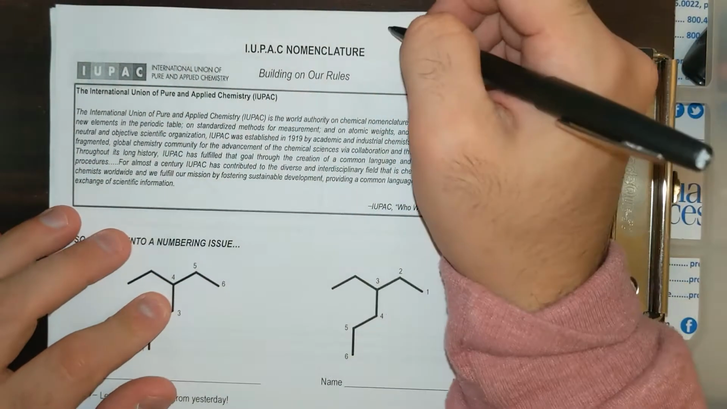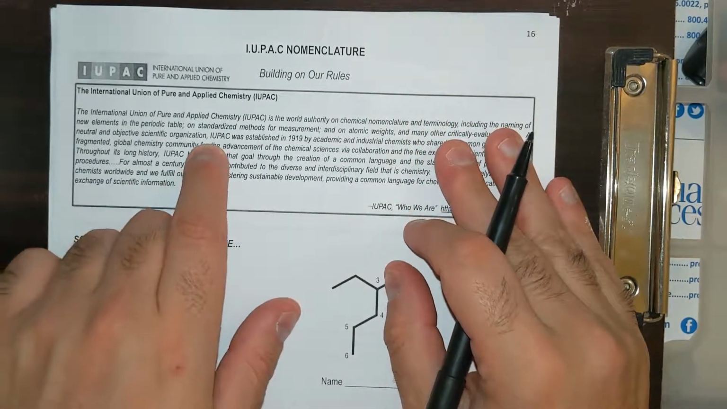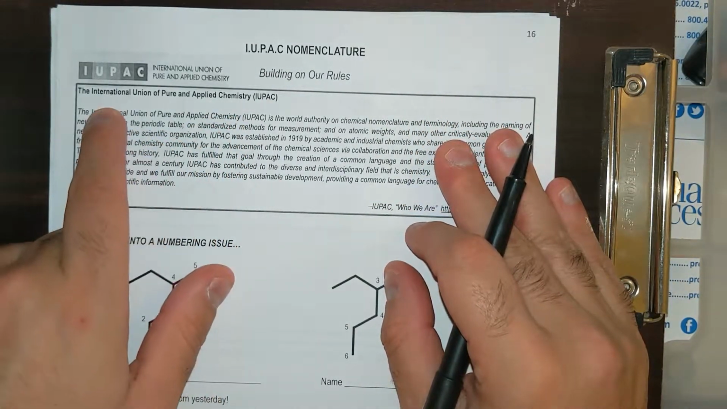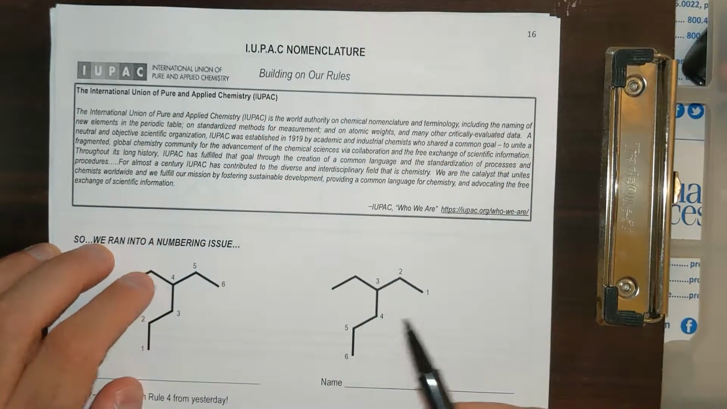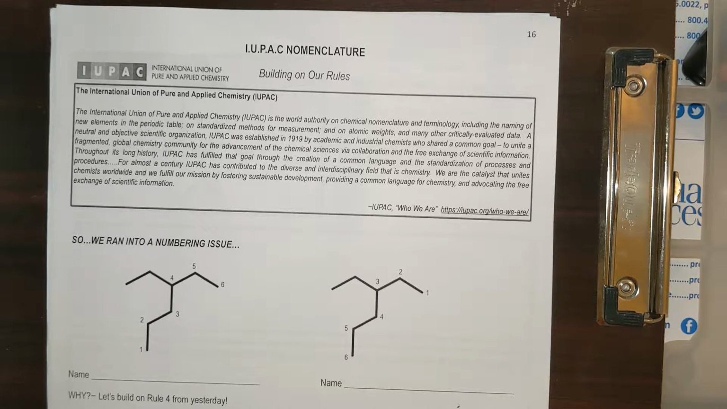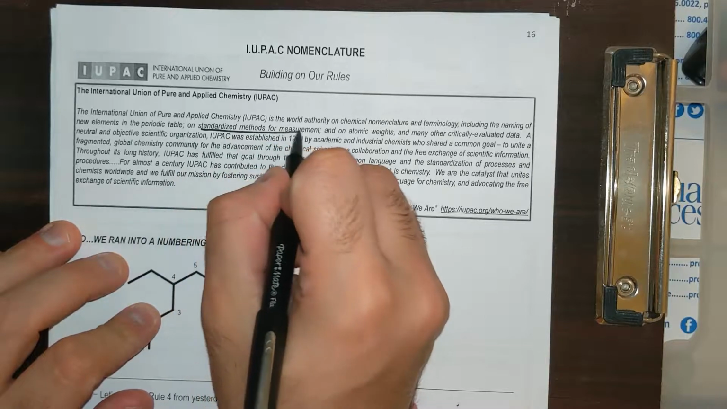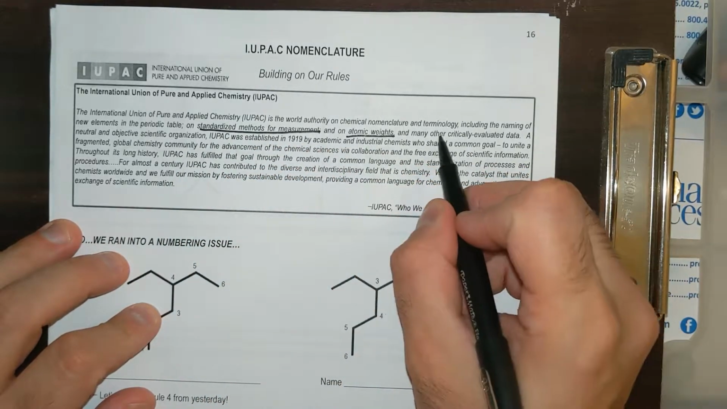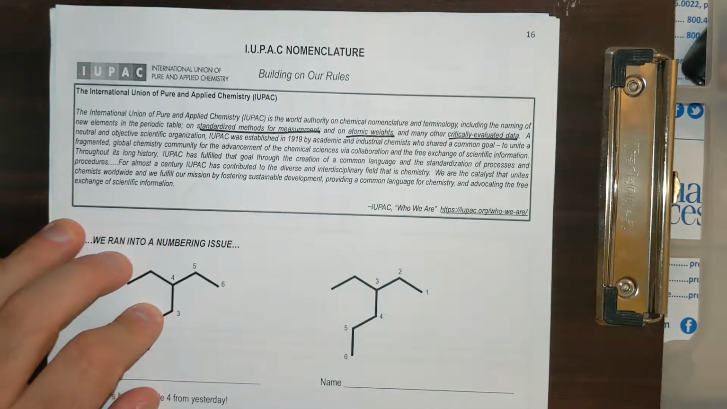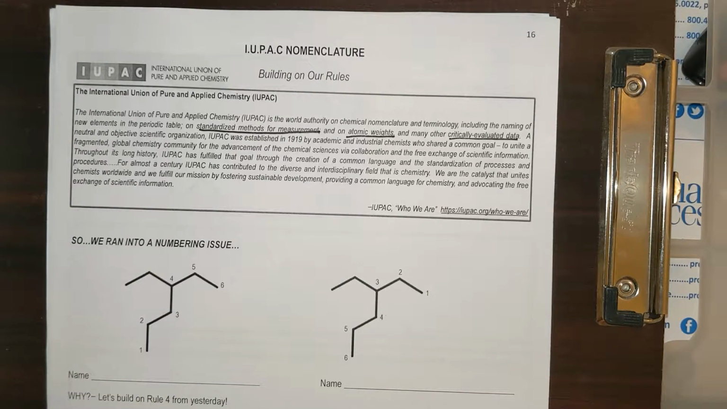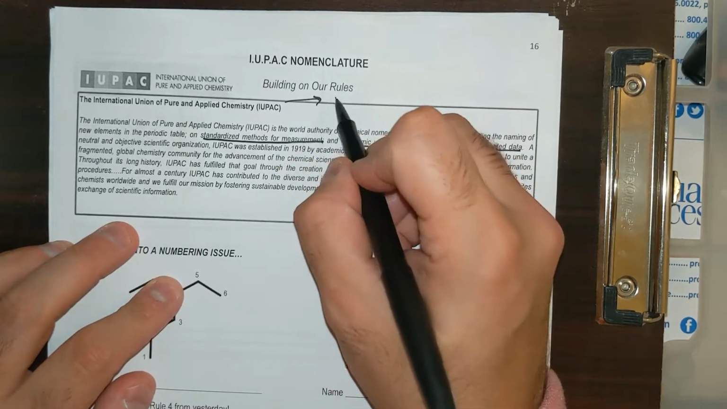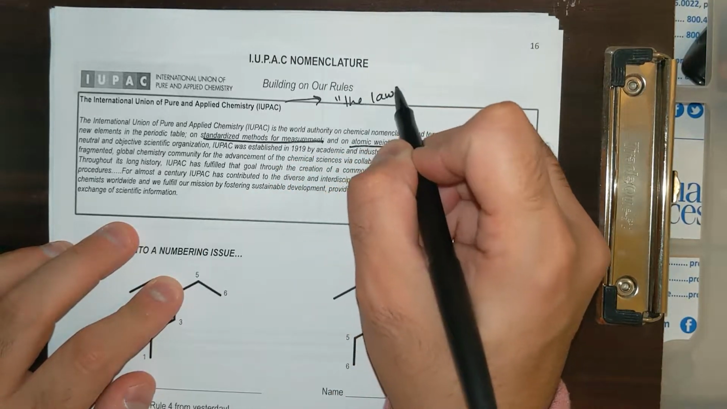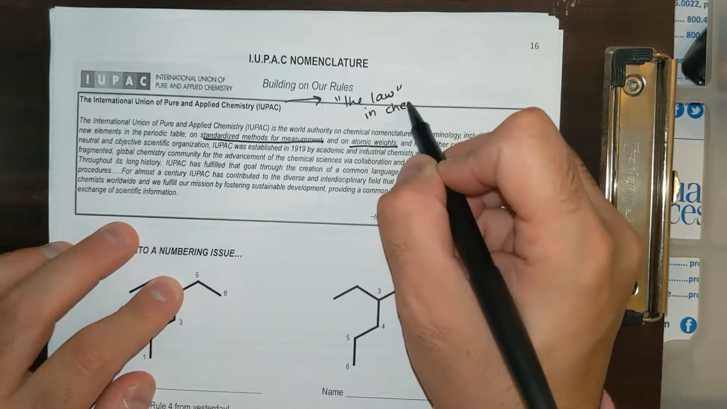All right, so you're going to have to know this word. You have to know what IUPAC means, the International Union of Pure and Applied Chemistry. It's a world authority, and it tells us how we name all of our compounds. So there are standardized methods of measurement, atomic weights, and other critically evaluated data. And so IUPAC, International Union of Pure and Applied Chemistry, is basically the law in chemistry.